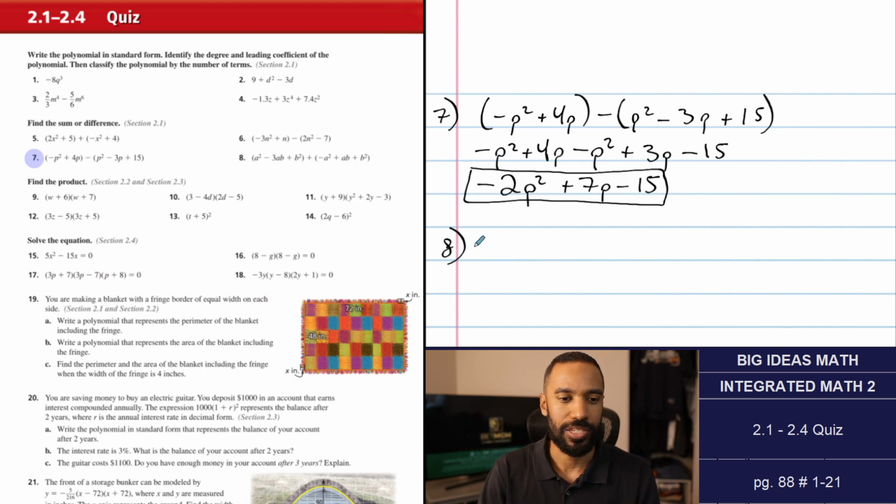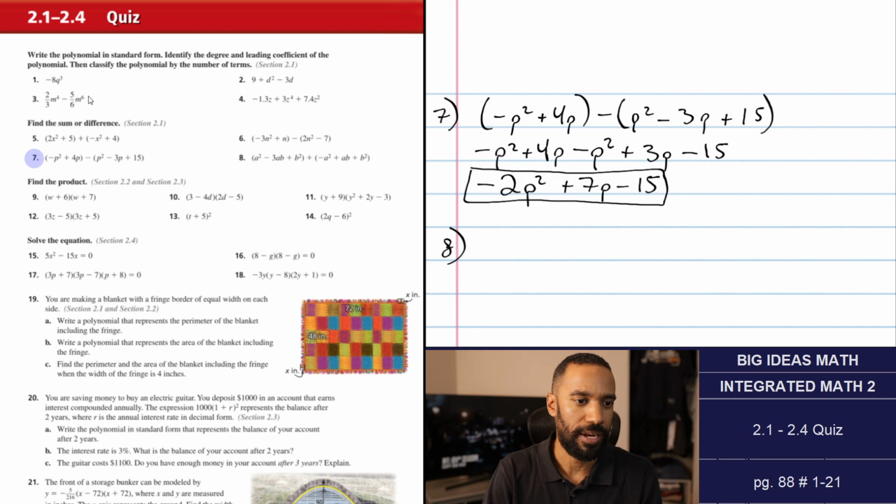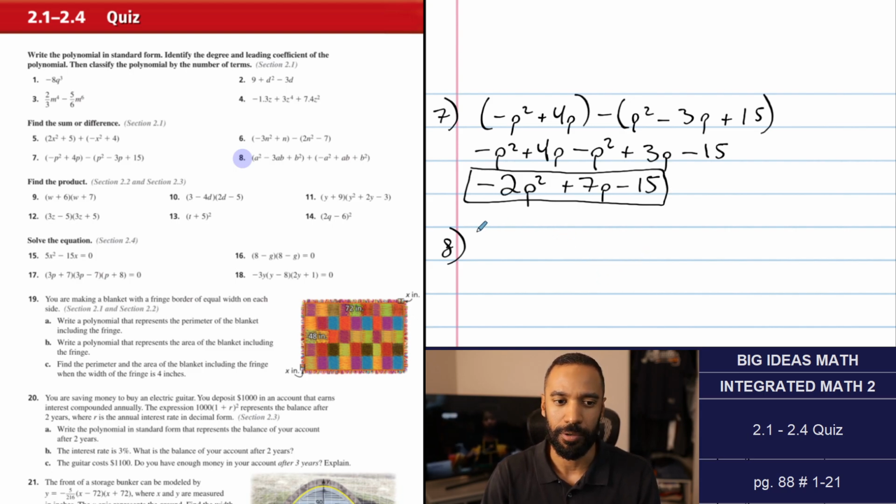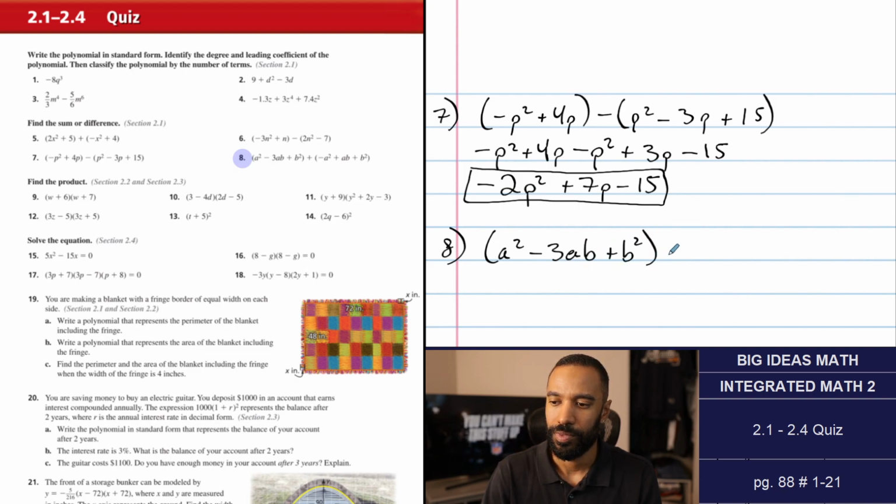And then we have number 8, which is an addition one, but it's a little bit different. Okay, so this one has multiple variables. It's a little bit different because it does have the multiple variables, so let's see what this looks like when we do a squared minus 3ab plus b squared plus negative a squared plus ab plus b squared.